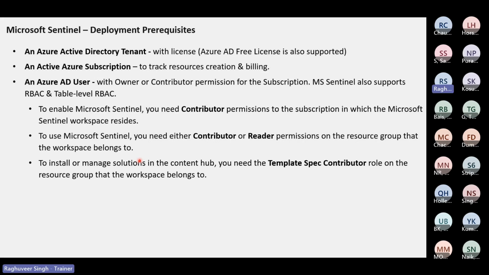Once Sentinel is enabled, then comes, how do you work with Sentinel? If you want to use Sentinel, then you need either contributor or reader permission on the resource group that the workspace belongs to. So to enable, you need contributor, and to work with Sentinel, you need contributor or reader. When I say work, it also means configuration. So for configuration, you need contributor access on the resource group that the workspace belongs to. Or if you want to use Sentinel, then you need reader permission.